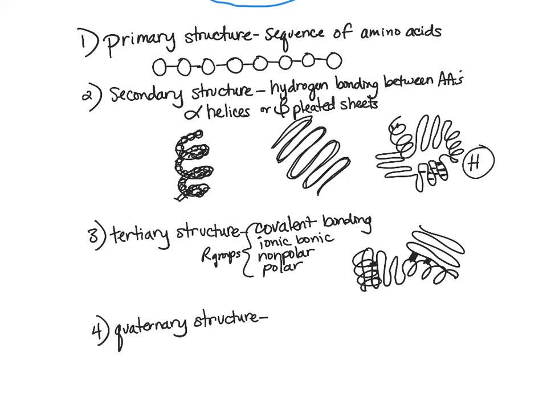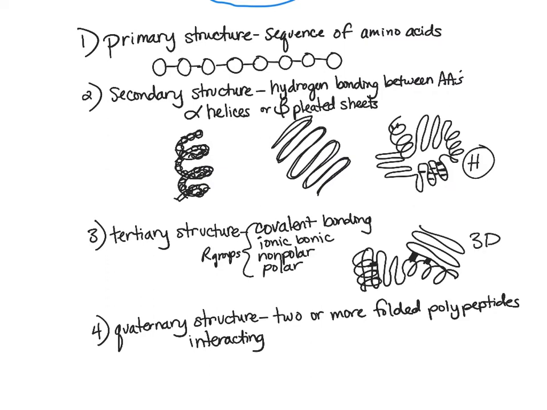This is where we have two or more folded polypeptides interacting. So we've gotten all the way to the tertiary structure, where we have these interactions between the alpha helices and the beta pleated sheets, and now we have this three-dimensional structure. Of course, they're all three-dimensional, but this is more of a globular shape.